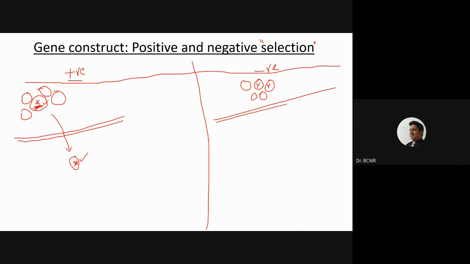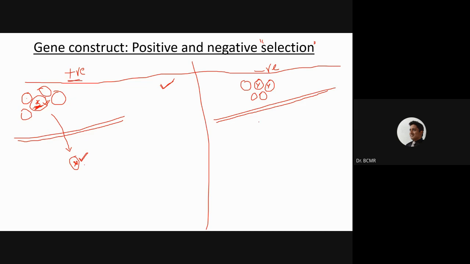Negative selection, as opposed to positive selection, will be... let me repeat what positive selection is in terms of gene X here. Presence of gene X is allowing the survival, or is getting selected here. So it is positive selection.